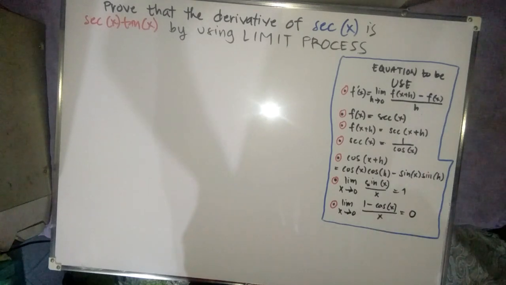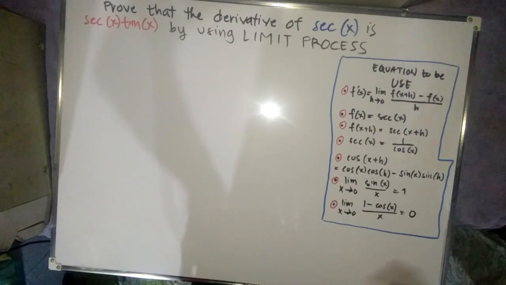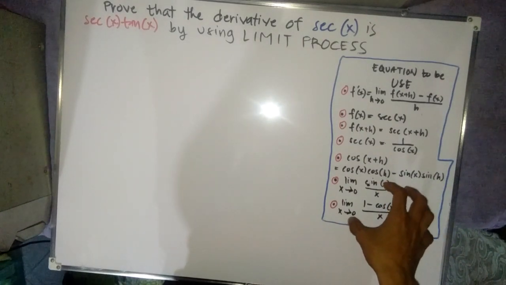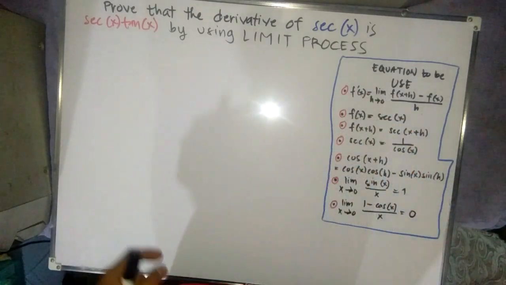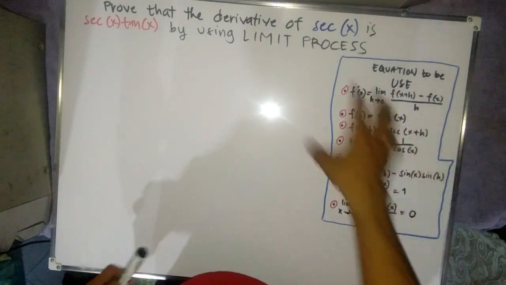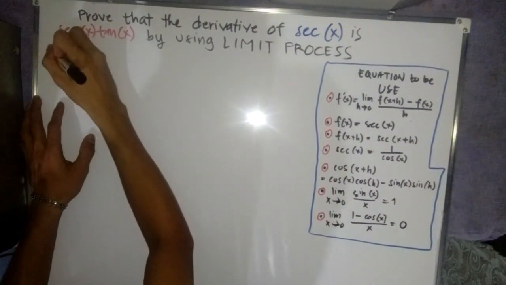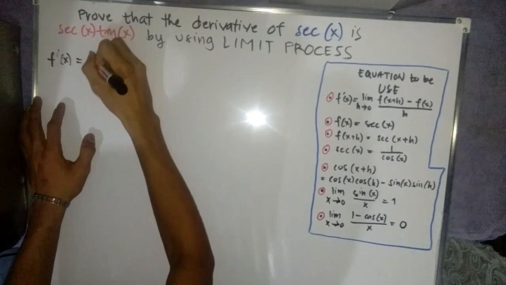Sunod naman is the limit as x approaches 0 of sine x all over x is equal to 1. Limit as x approaches 0 of 1 minus cosine x all over x is equal to 0. So itong dalawang to na may factors ng limit of trigonometric function, gagamitin natin siya sa pag-prove ng derivative. Very useful po siya. Pag di natin to alam, hindi natin to mapuprove.